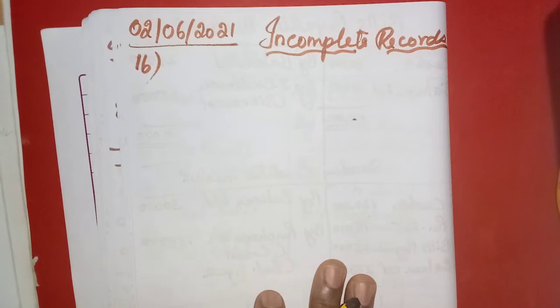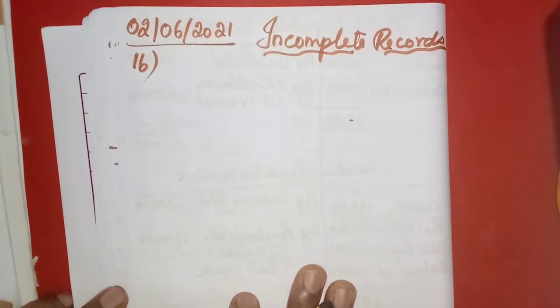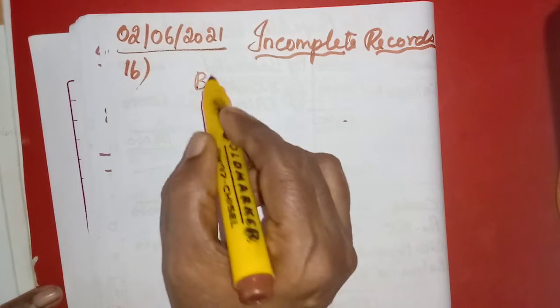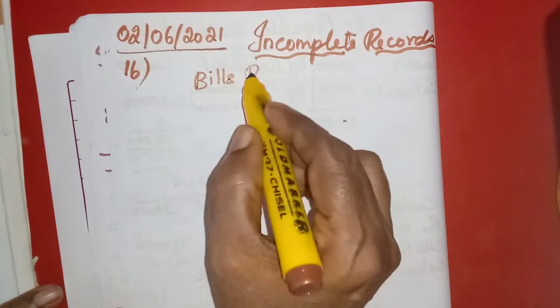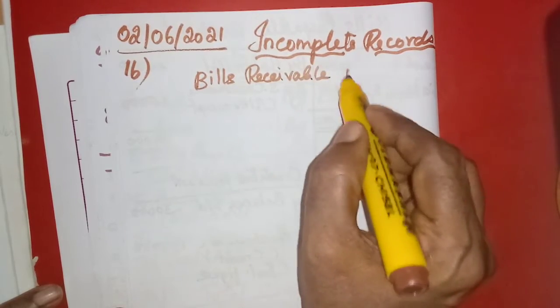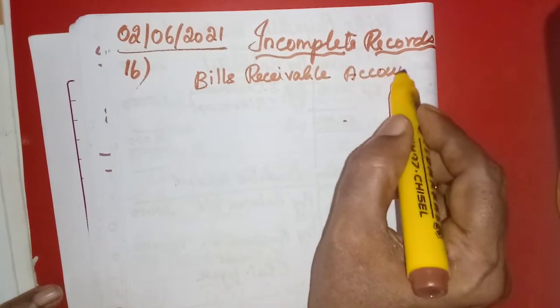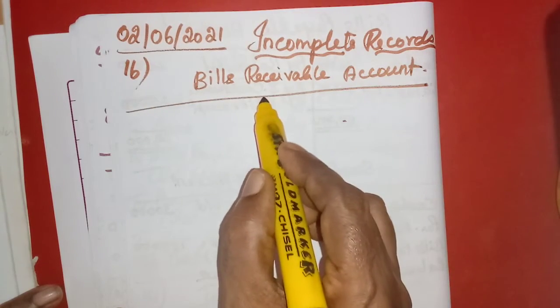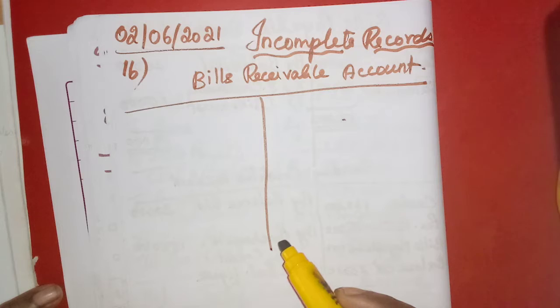Okay, listen carefully. It is by seeing all the information that we may not get scared. First one, bills receivable account. I am using only one page, but you should use both the pages. In the video, I cannot accommodate the whole two pages. That's why I am using only one page.